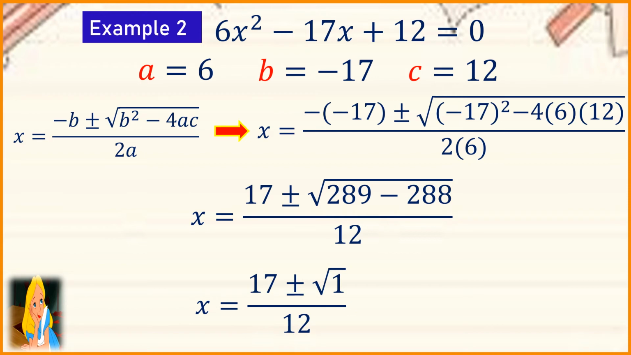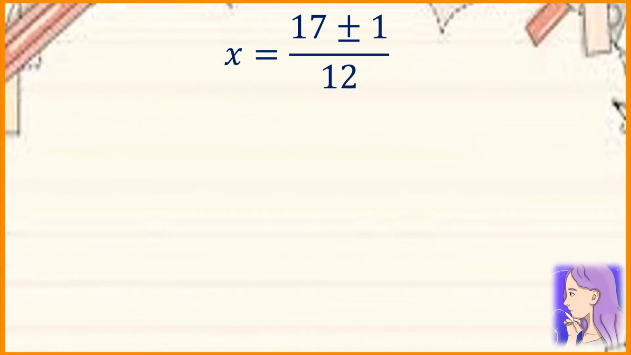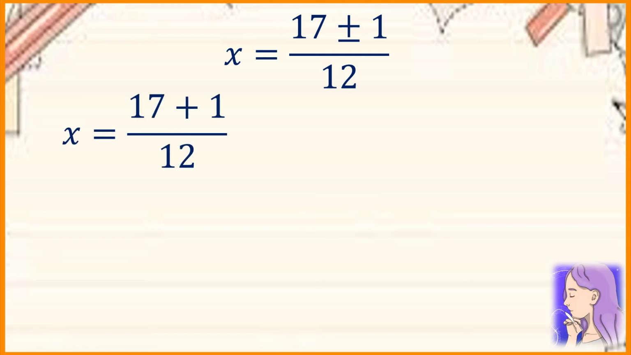So we will be getting x is equal to 17 plus and minus square root of 1 over 12. From here, we all know that the square root of 1 is equal to plus and minus 1. So we will have x is equal to 17 plus and minus 1 over 12. From here, we will be solving for x. From x is equal to 17 plus and minus 1 over 12, we will get x is equal to 17 plus 1 over 12, and x is equal to 17 minus 1 over 12.